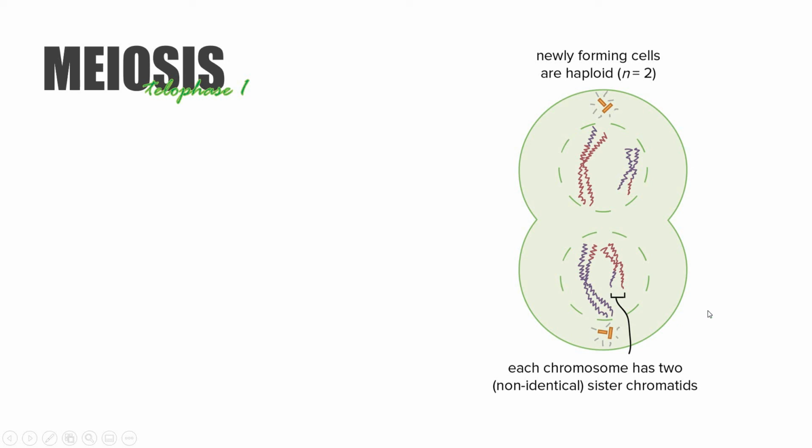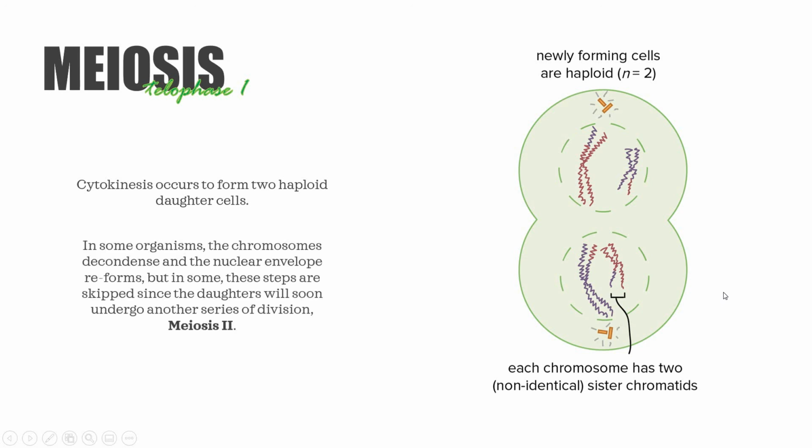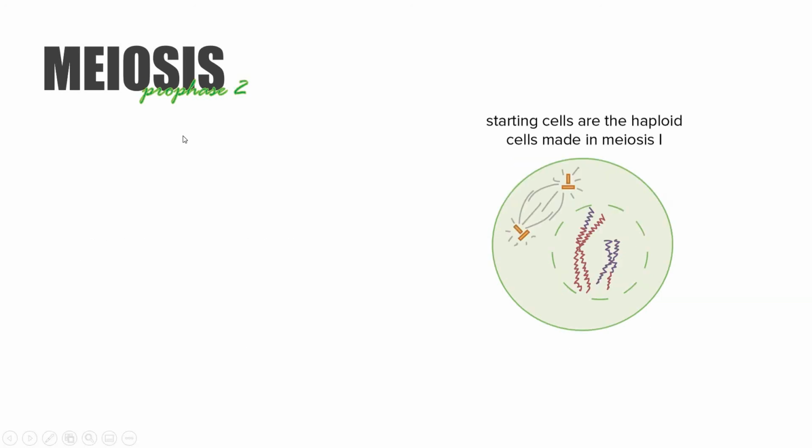But are we done with meiosis? Of course not. After the cytokinesis occurs, okay, there will be two daughter cells that are haploid. Again, we'll be having a separate discussion about that. In some organisms, the chromosomes decondense and the nuclear envelope reforms. But in some, these steps are skipped since the daughters will soon undergo another series of division called Meiosis II.